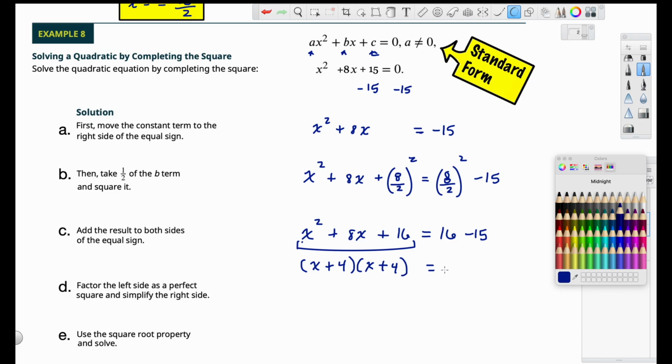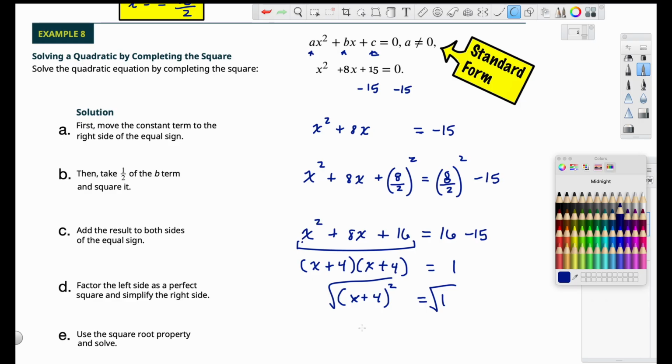And then over here on the right, I have 1, right? 16 minus 15. But I want to write it as a perfect square binomial. So really what we want to say is x plus 4 squared equals 1. Okay, now remember what we're trying to do. We're trying to get x by itself, right? We're solving for x. Now we're going to take the square root of both sides. We're using the square root property now.